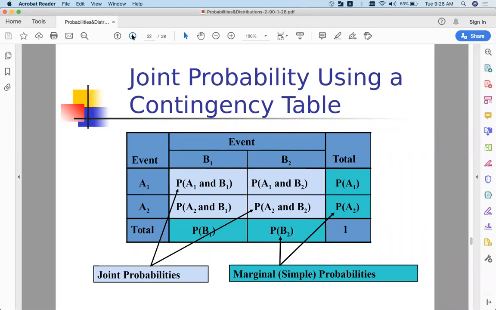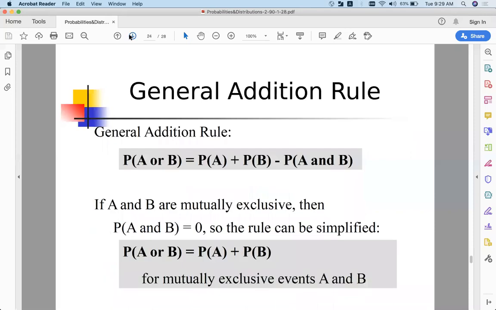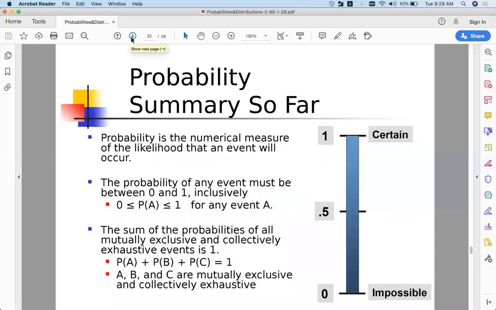Now I think we have some basics covered in probability, so I'm going to wrap it up to some extent. Probability is the numerical measure of the likelihood that an event will occur. The probability of any event must be between 0 and 1, inclusive of 0 and 1. The summation of the probabilities of all mutually exclusive, collectively exhaustive events is equal to 1. When you add all of those individual probabilities, the summation will be equal to 1.